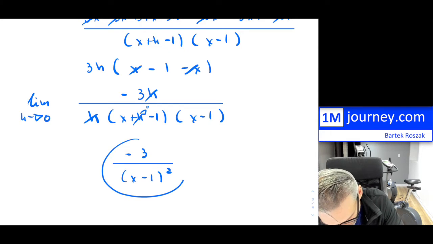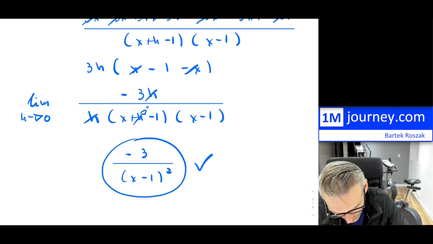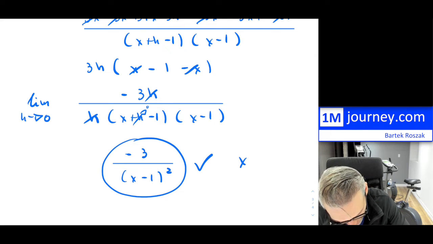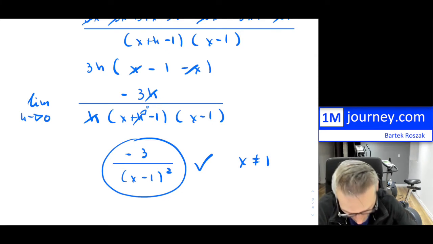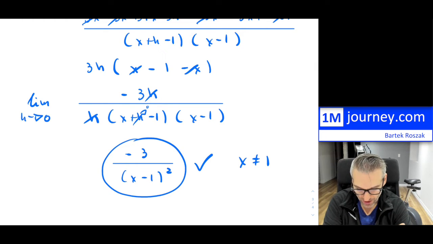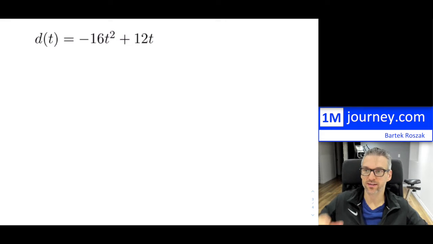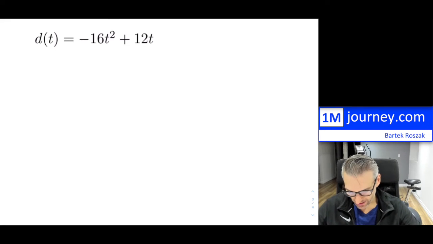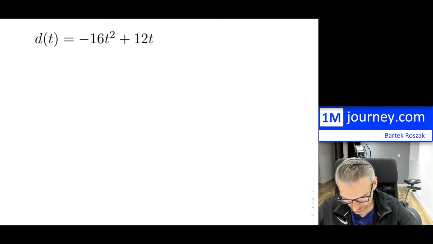So that would have been our derivative. And again, this is for x not equal to 1. We cannot have that, but for the rest, this is what we would have. All right, so now let's find the derivative for this one. This one's a little bit nicer. We don't have any restrictions. So this is, t.